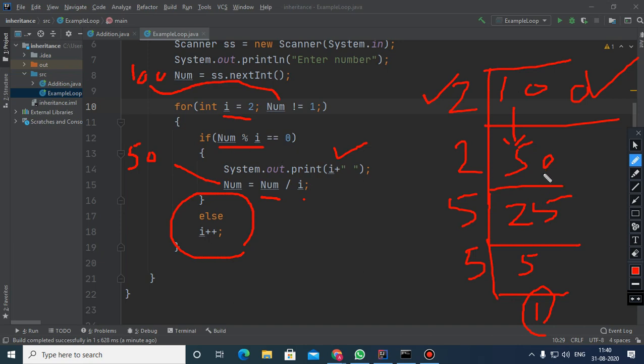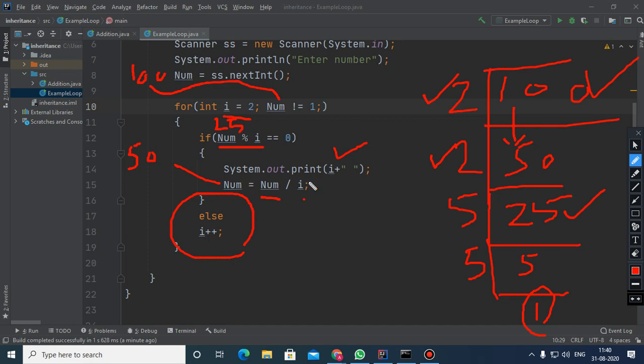It is divisible again, so again this 2 will get printed. Now num will become 25. And again the else part will not get executed. But this time 25 is not divisible by 2, so it will come to the else part, incrementing the value of i by 1, it becomes 3. 25 is again not divisible, so it becomes 4. 25 is again not divisible, so it becomes 5.